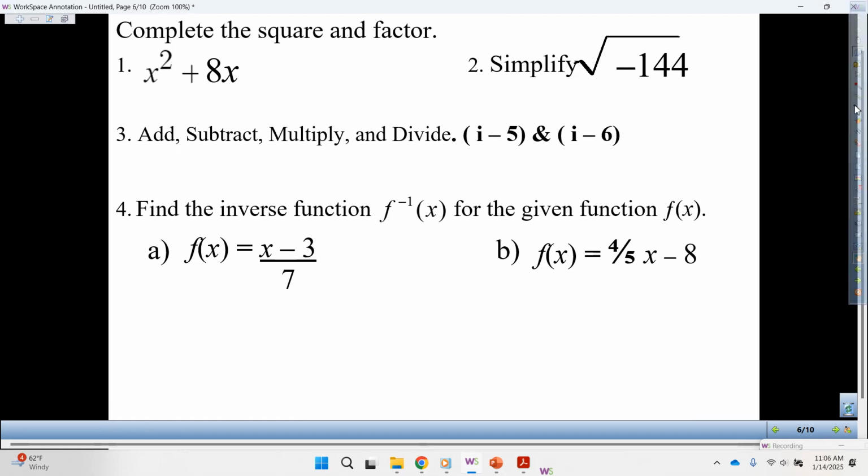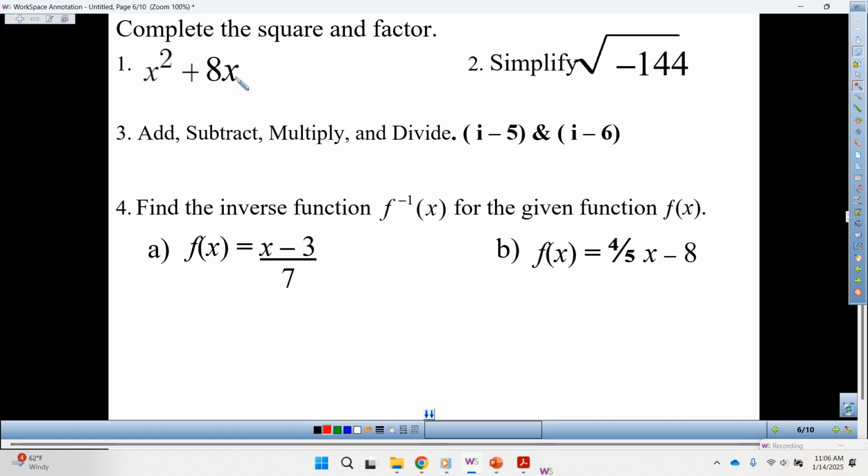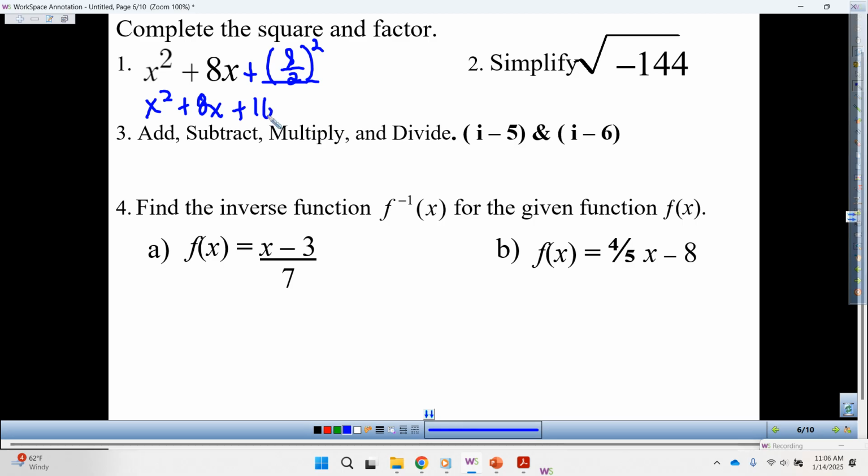Number 1, we got x squared plus 8x. We need to complete the square. What do we write to complete the square? Gio, go. Parentheses. 8 over 2 squared. So that gives us x squared plus 8x plus 16. So 8 divided by 2 is 4. 4 squared is 16. Have you got that? That is correct. From there we factor.